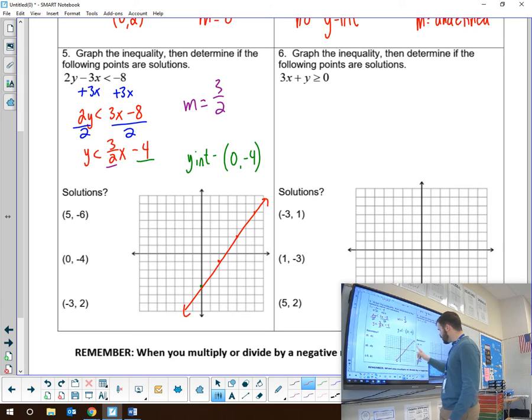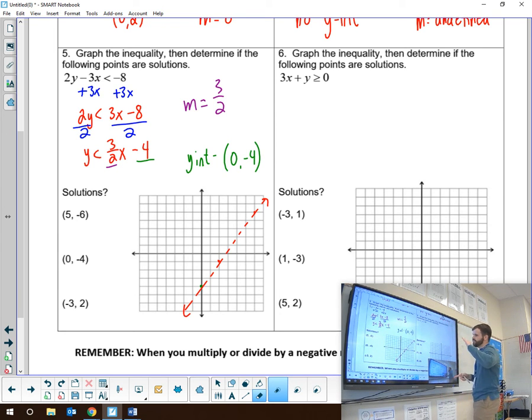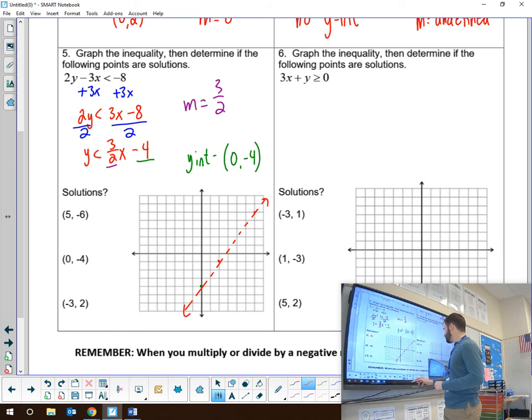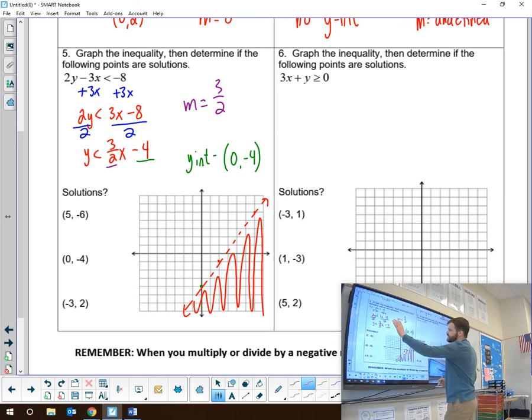Except it's not going to be a filled-in line like that, right? So I'm going to put in some dashes to show that it is a dashed line, not just a filled-in line. Now, am I going to fill in above or below this graph? I'm going to fill in below the graph because it is less than.